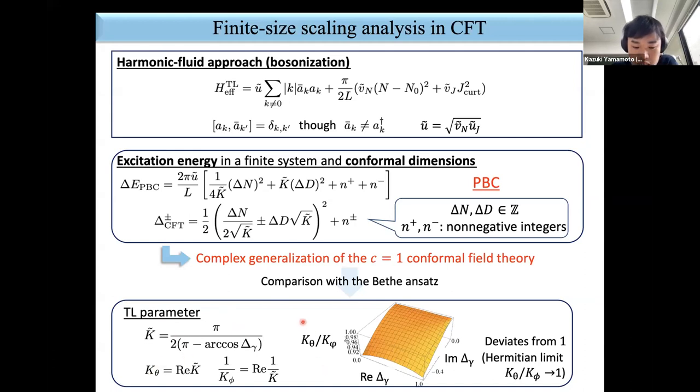Here, we depict the results for the ratio of K theta and K phi. They are given by the real part of K tilde or the reciprocal of the real part. And we see that when we increase dissipation, which is given by the imaginary part of the anisotropy parameter delta gamma, it deviates from one, because it becomes one in the Hermitian limit. In the Hermitian limit, because the system has no internal degrees of freedom, the system is described by one real Tomonaga-Luttinger parameter. But in this case, it becomes complex valued, so it deviates from one.